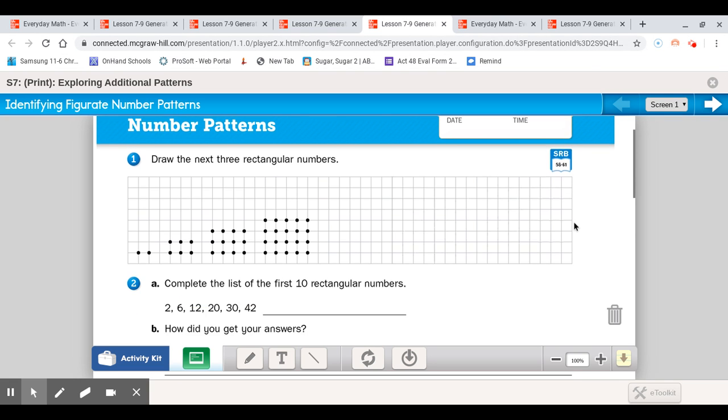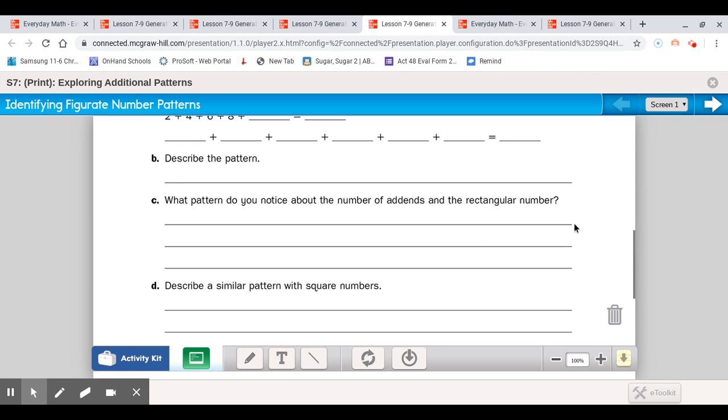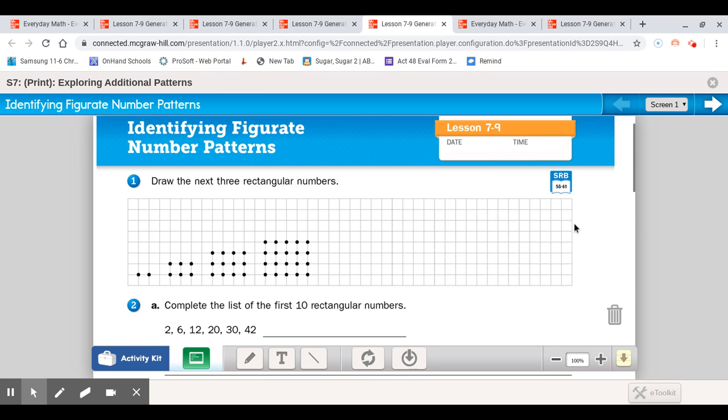In your math journal packet, you have math journal page 252. You're going to draw some number arrays and then answer some questions based on those. You're going to see these are not square numbers because we don't have the same number of rows and columns. This one has 1, 2, 3 rows, but it has 1, 2, 3, 4 columns. That's why it's considered a rectangular number.